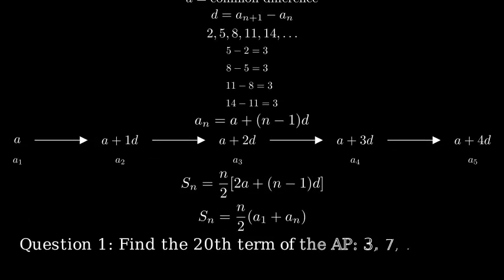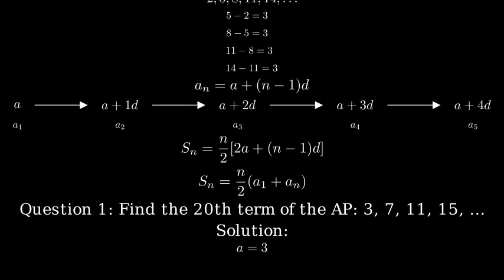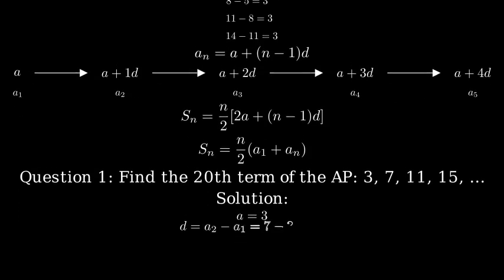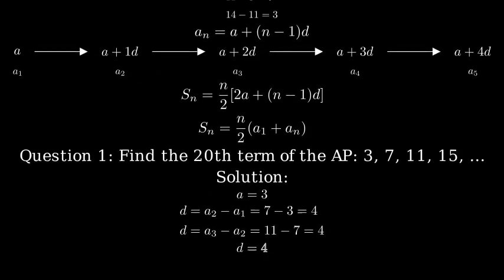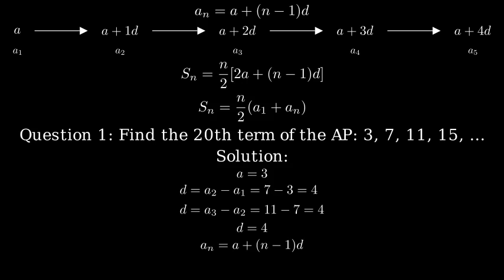Question 1. Find the 20th term of the arithmetic progression 3, 7, 11, 15. To solve this, we first need to identify the first term a and the common difference d. Here, the first term equals 3. To find d, we can subtract any term from the next one. 7 minus 3 equals 4, or 11 minus 7 equals 4. So d equals 4. Now we can use the formula for the nth term.